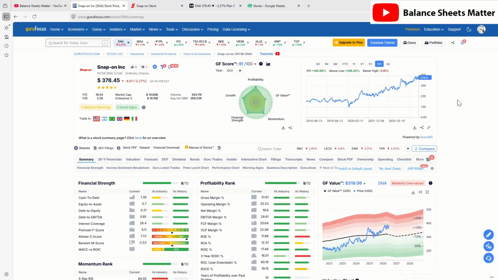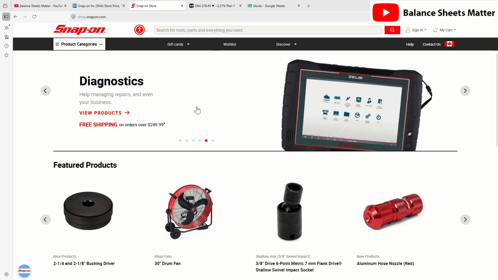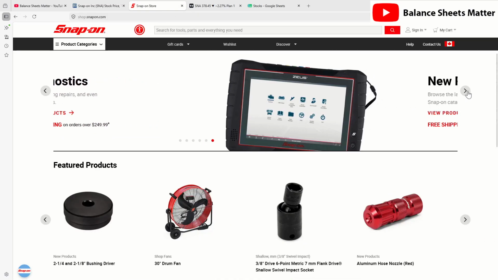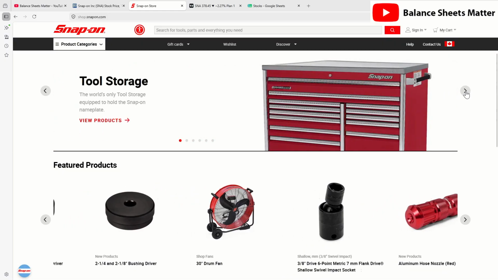In this video, we're going to be doing a stock analysis on Snap-on Inc. And for those who don't know, basically Snap-on is one of the world's leading manufacturers and distributors in professional tools and equipment, primarily for mechanics, technicians, kind of more of the professionals like that.